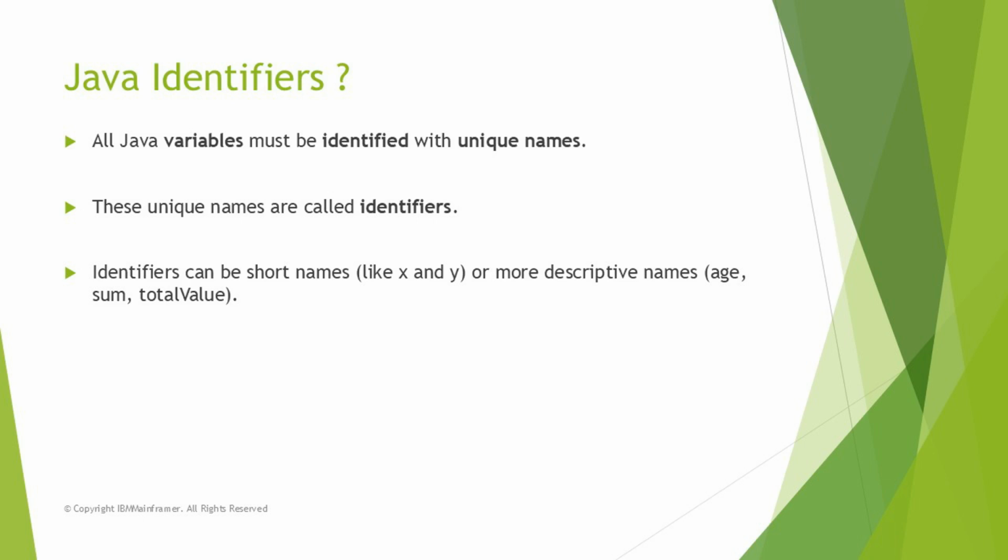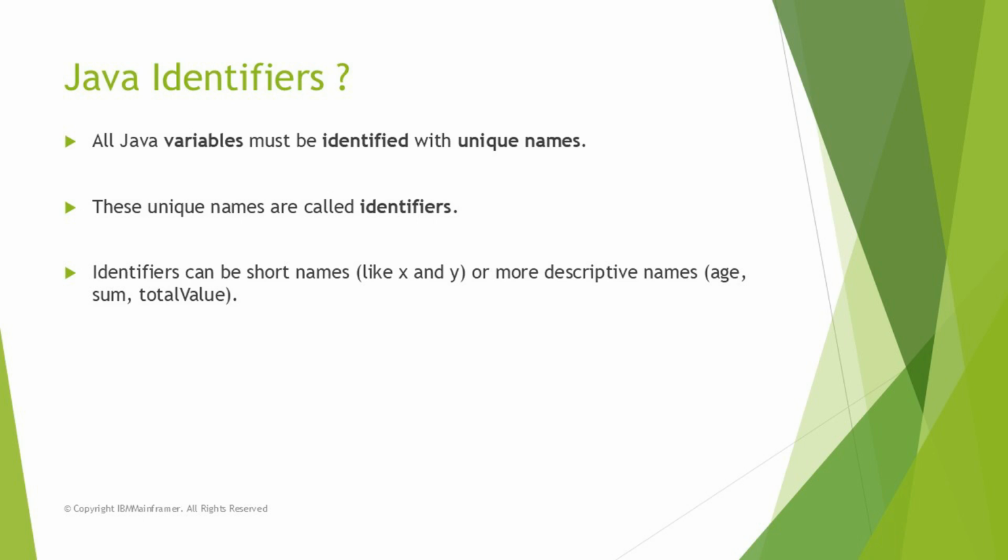So so far we have seen Java variables, right? How to declare a Java variable and how to assign a value to it, and we saw that in practical. Now we will go deeper into Java identifiers. You may be wondering what an identifier is. Basically, it is a Java variable name. In Java, a variable name is also called an identifier. All Java variables must be identified with a unique name.